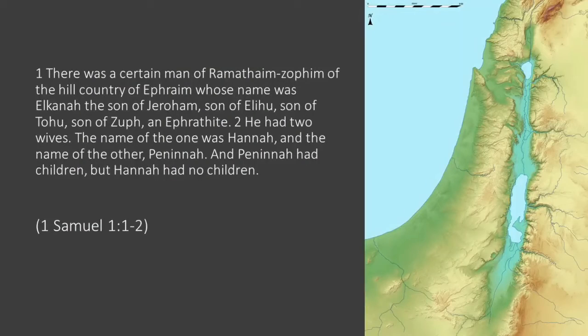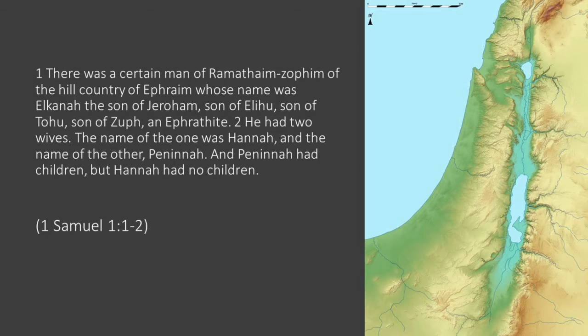It says, "There was a certain man of Ramathaim Zophim, of the hill country of Ephraim, whose name was Elkanah, the son of Jeroham, son of Elihu, son of Tohu, son of Zoph, an Ephrathite." Bonus points if you can figure out what an Ephrathite is. We have come across that before in other classes, probably not here in historical geography, but if you remember what an Ephrathite is, it's an interesting allusion there.